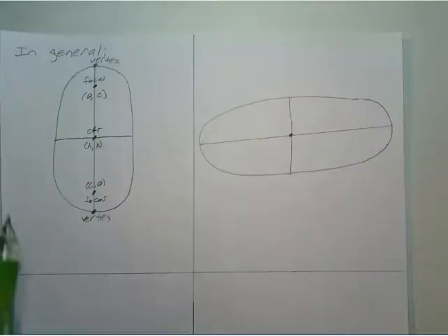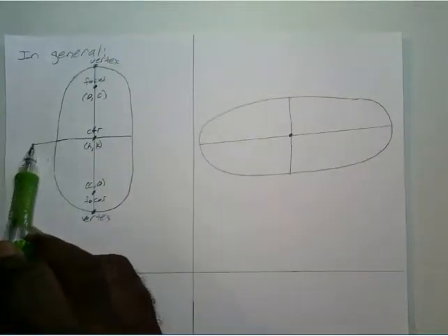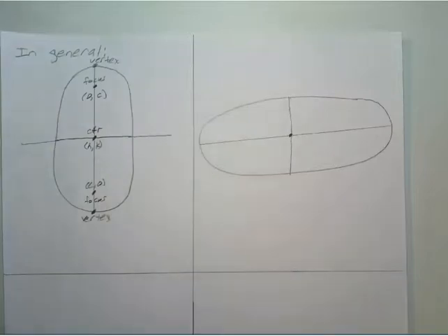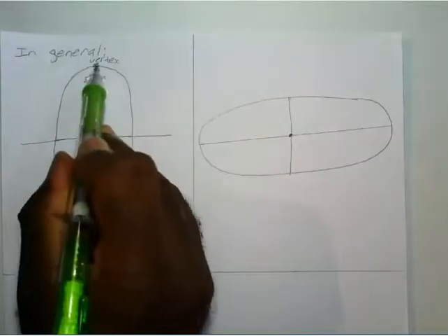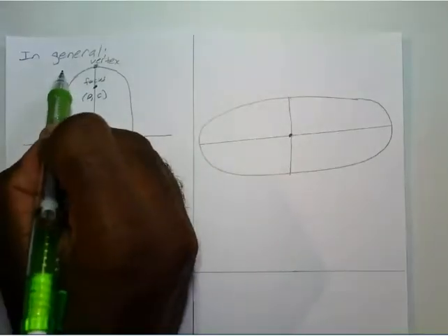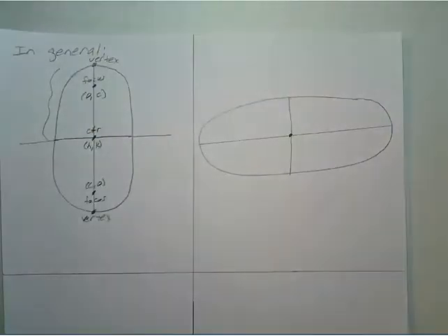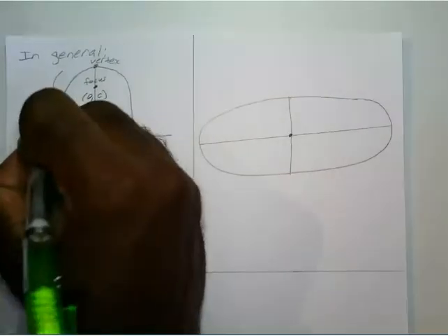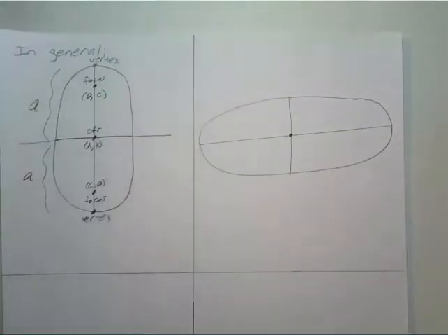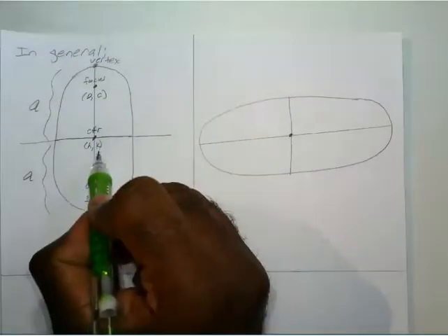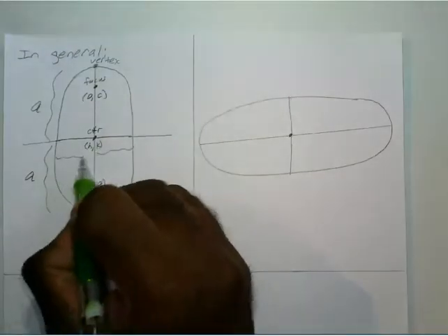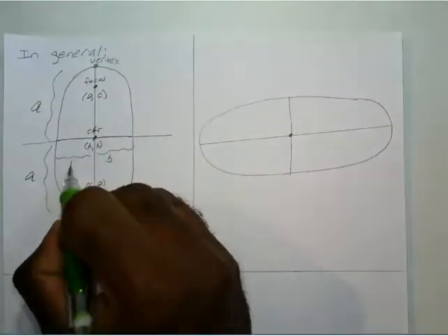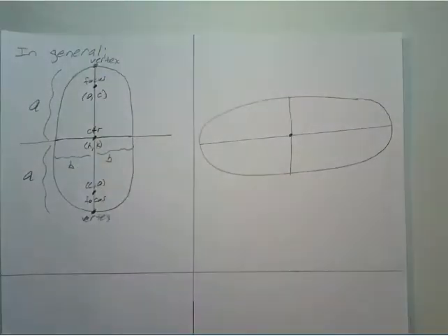Now, I'm going to expand this. Now, the distance from the center to your vertices is a. And the distance from your center to your co-vertices is b. All right, I'll give you a second to finish drawing.